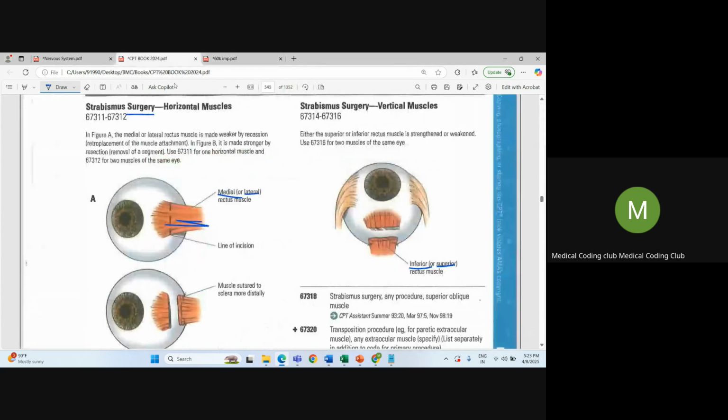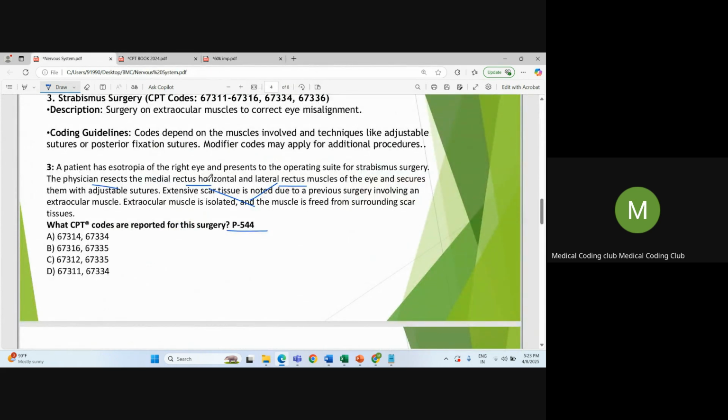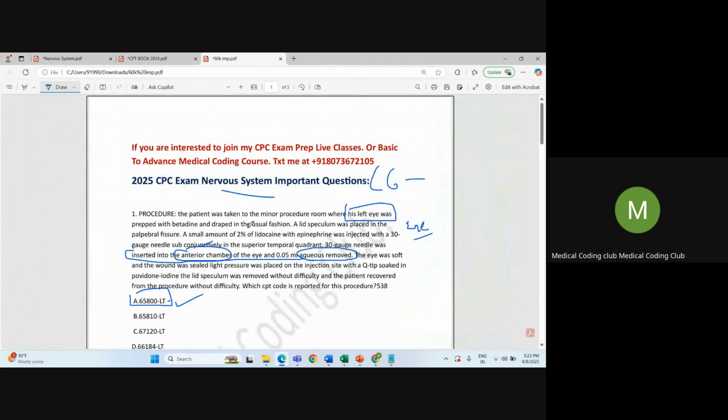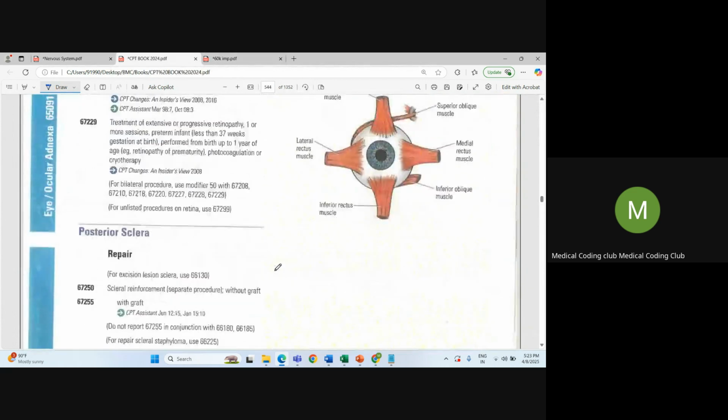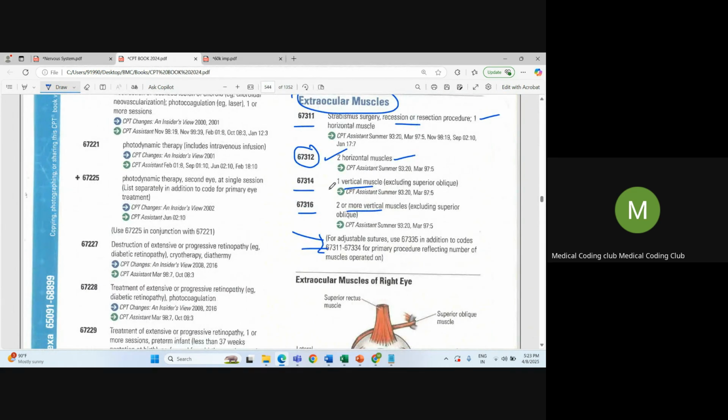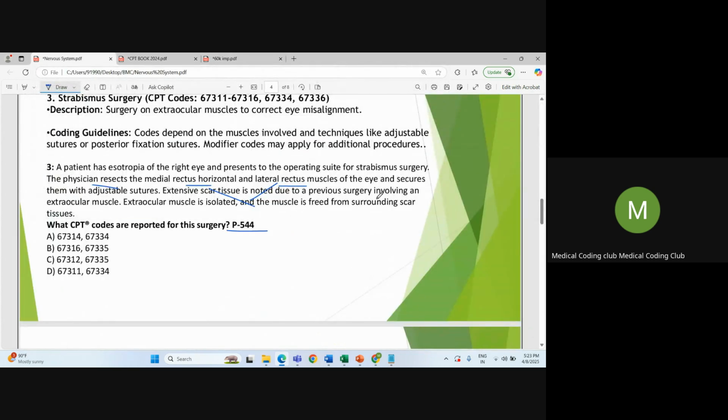Okay, so the question is, I said two horizontal muscles. So two horizontal muscles means the code should be 67312. With that, you can see what extra procedure they did. Secure them with the adjustable sutures. So adjustable suture is an additional procedure. For that also you have to code. 67312 is the correct code for two horizontal muscles, and check what is 67335.